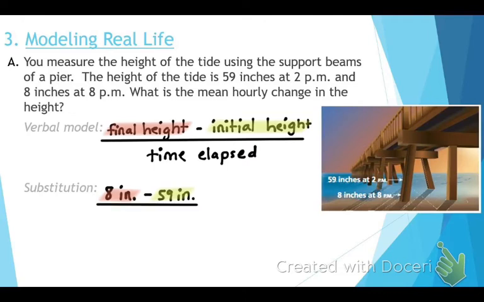Now, I have to divide it by the time elapsed. Guys, how much time passed according to this problem right here? 6 hours. 6 hours, very good. So we're going to divide it by 6 hours.